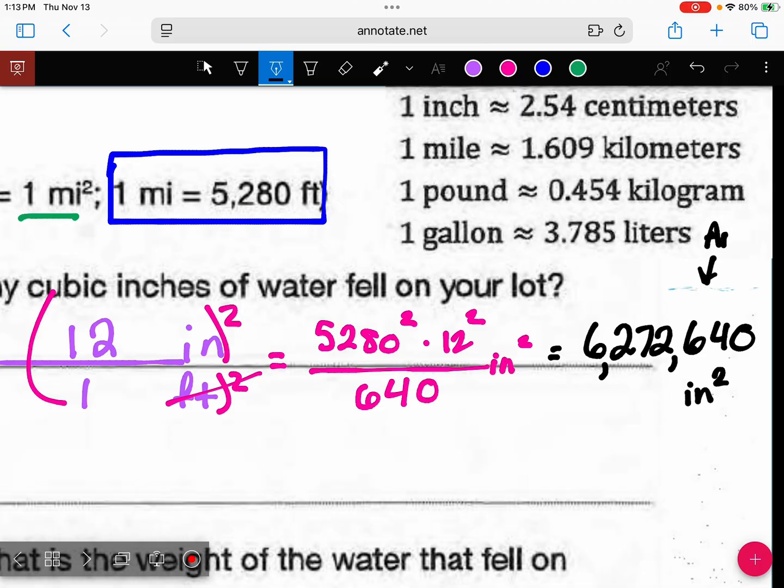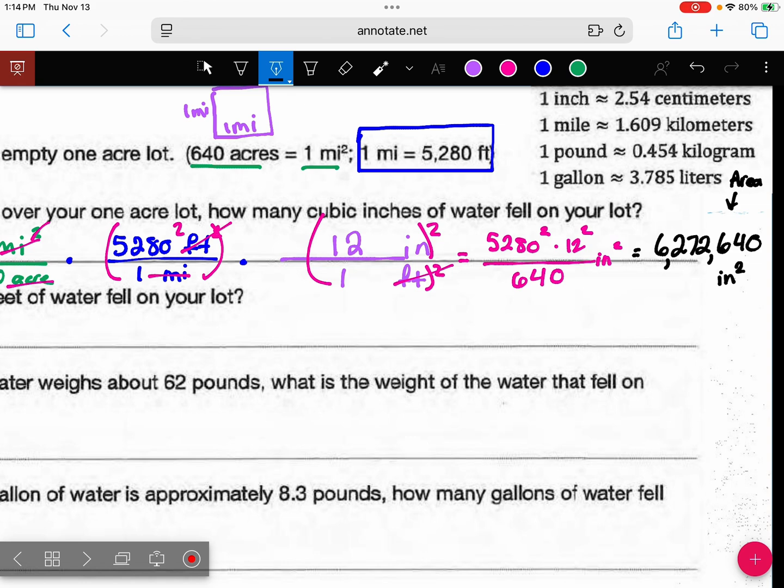How do I switch area to volume? Because that's an area. That is a flat piece of paper. So my farm is 6 million square inches. That's not a... Are you serious? Now, okay, that's not the question.